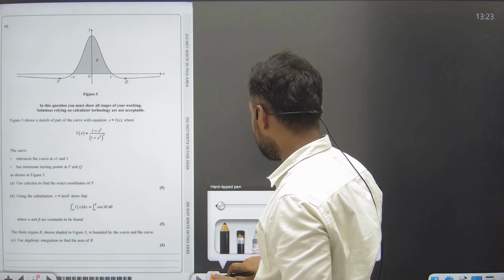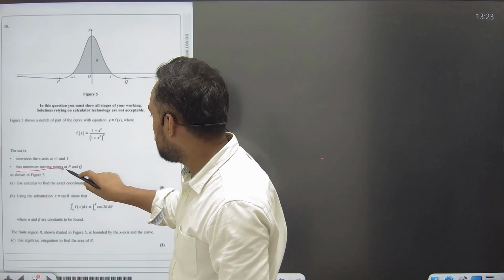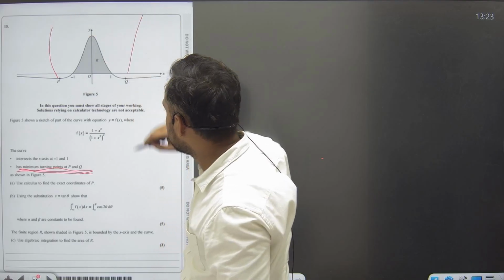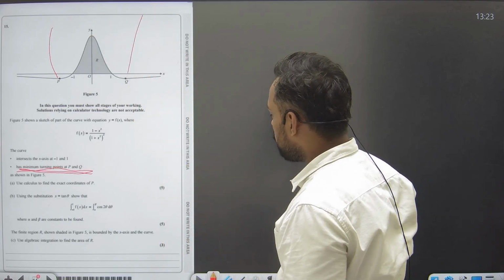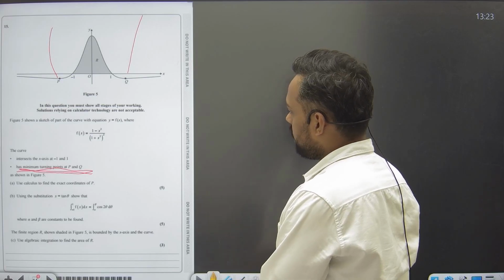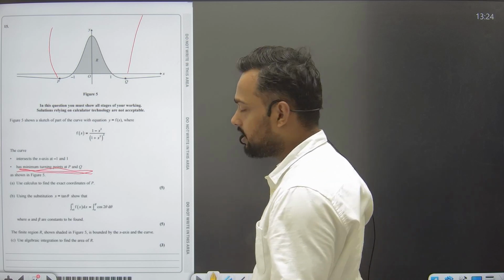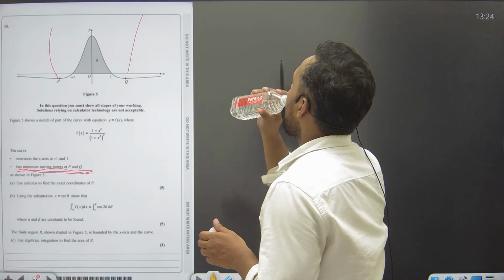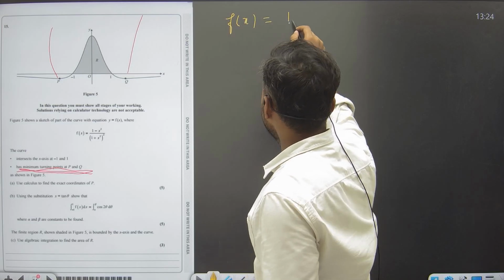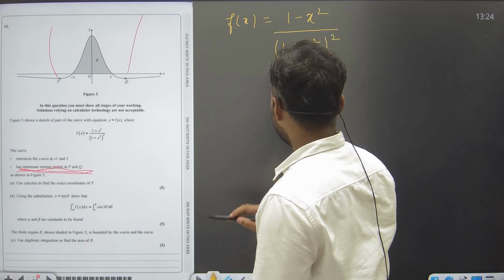First, see this part, student. They have told that it has minimum turning points at P and Q. So we know that the concept of minimum turning point will only be applicable when we are doing differentiation. Then only we get the concept of local minima, local maxima and all. So f(x) is given here: f(x) equals (1 minus x squared) upon (1 plus x squared) whole squared in the denominator part.